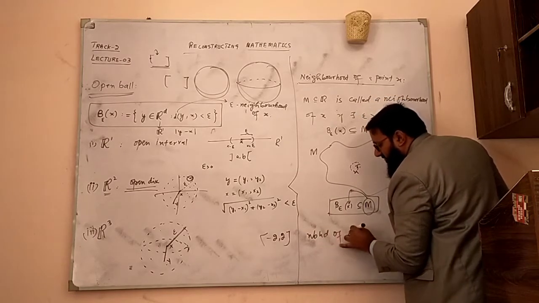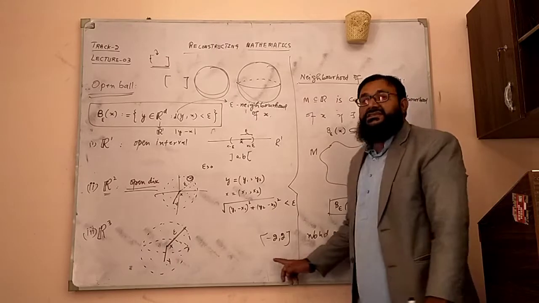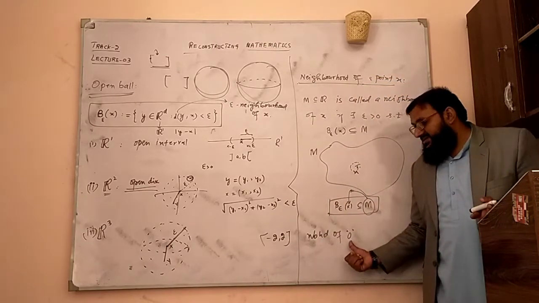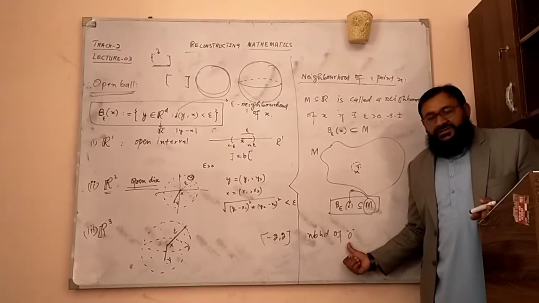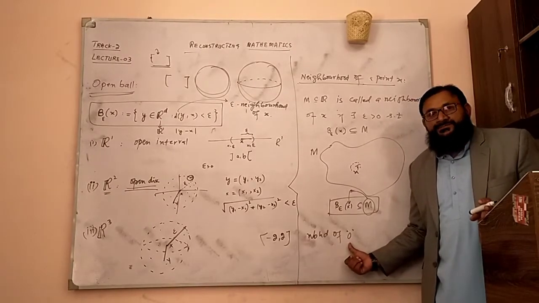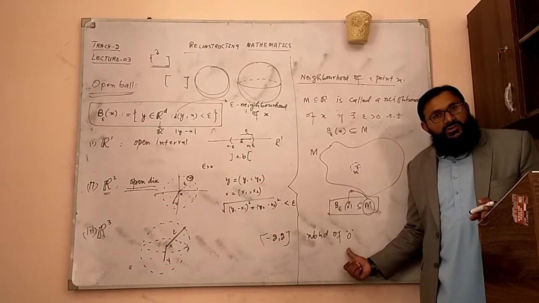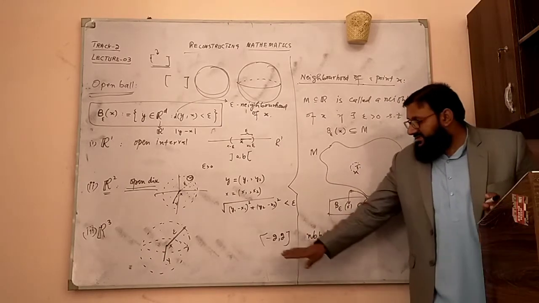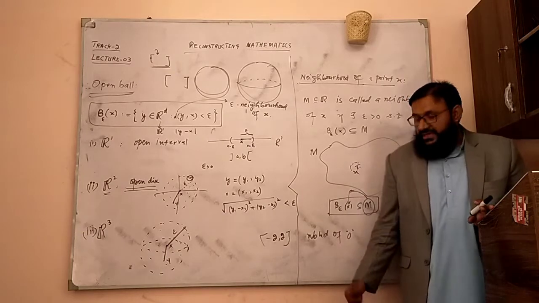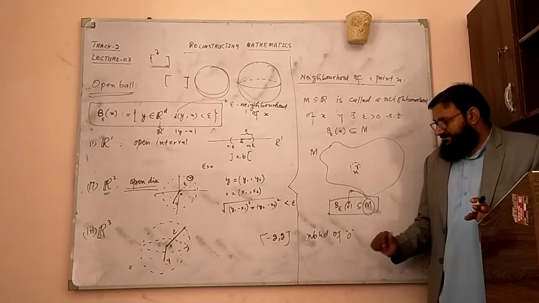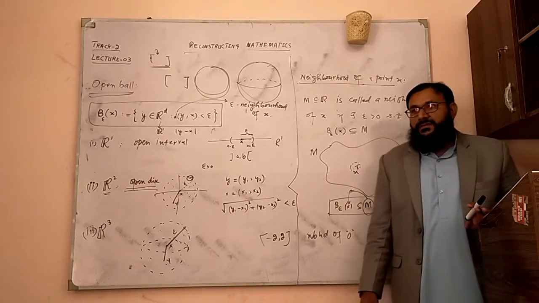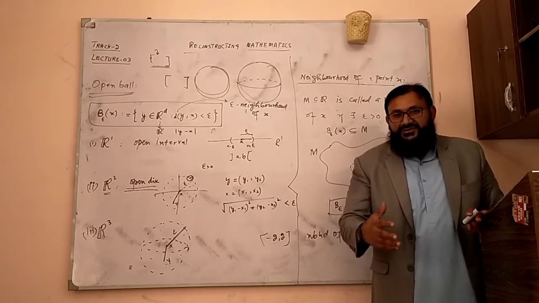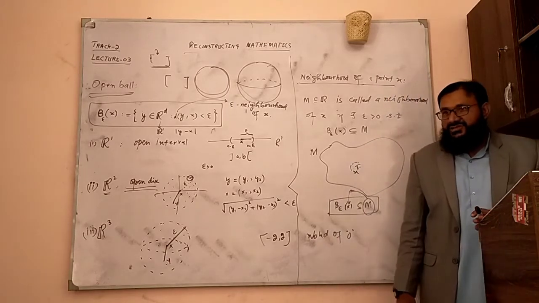Neighborhood of? This need not be open. It's a set which totally contains this point. And if you find any ball of any radius around zero, it will be totally contained in this one. Then this is called my neighborhood of point zero. Neighborhood is a set, and that set is the neighborhood of a point that is concerned with that.